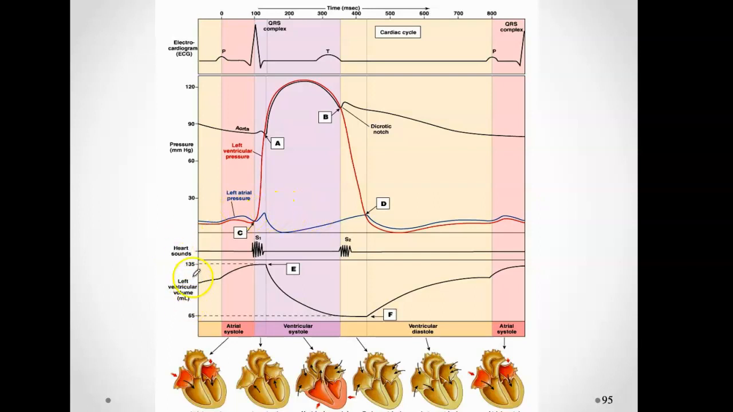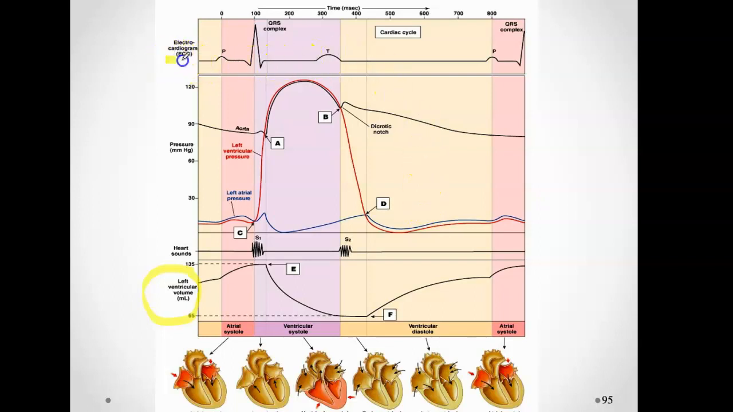So I showed you the volume, right? Volume would rise and drop and rise and drop, and that's what would be happening during atrial systole, ventricular systole, ventricular diastole, and atrial systole. This diagram I always advise students to stare at for hours. Why so? Because it has so much information on it that will help you understand the big picture.